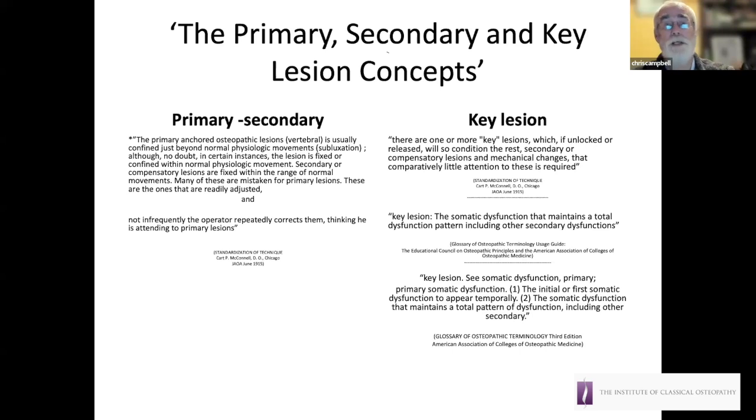Then we have what's called the key lesion. Again, from his article on the standardization of technique, he says there are one or more key lesions which, if unlocked or released, will so condition the rest, the secondary or compensatory lesions and mechanical changes, that comparatively little attention is needed to these. Key lesion in the glossary of osteopathic terminology is the somatic dysfunction that maintains a total dysfunction pattern, including other secondary lesions. And that leads to the thought of, well, let's go find the key lesion and do something to it, and everything else will take care of itself.